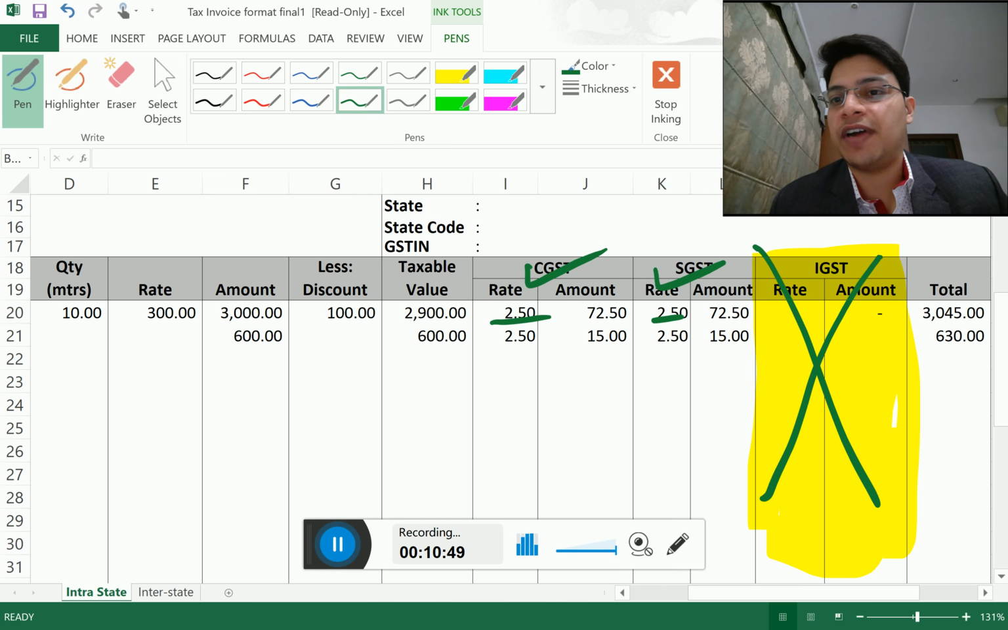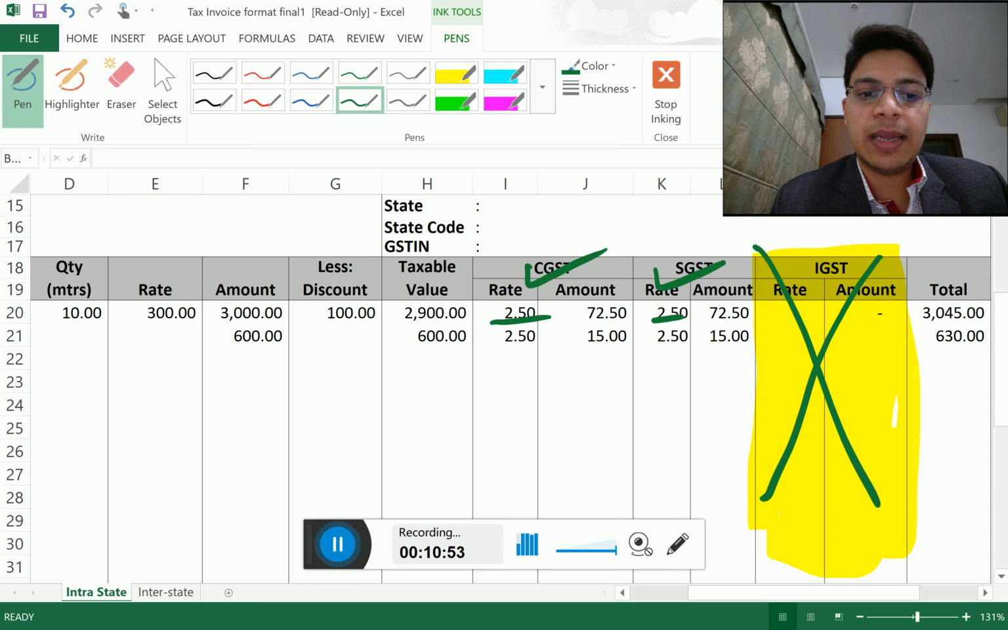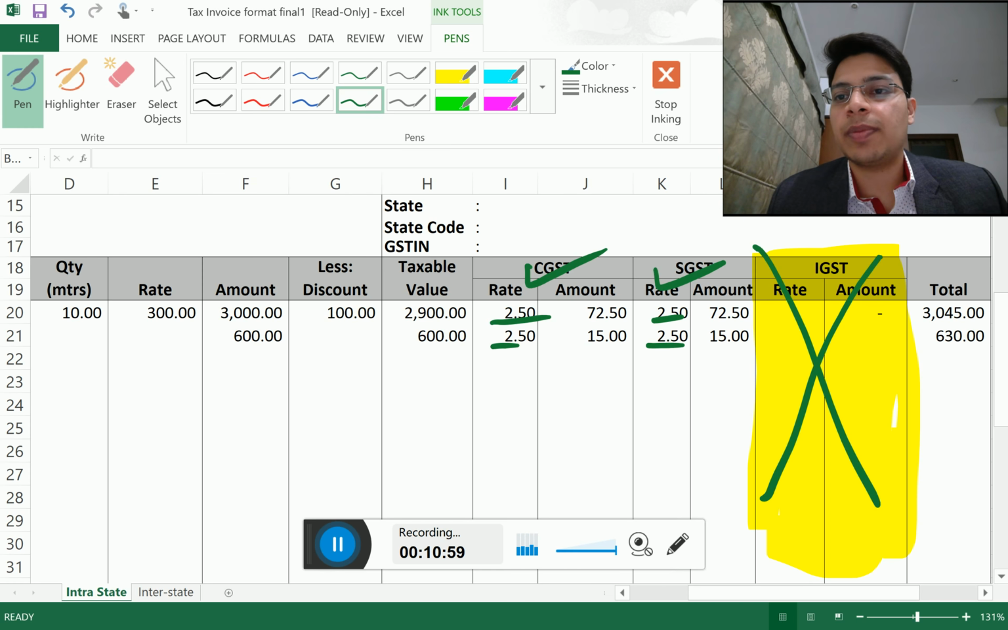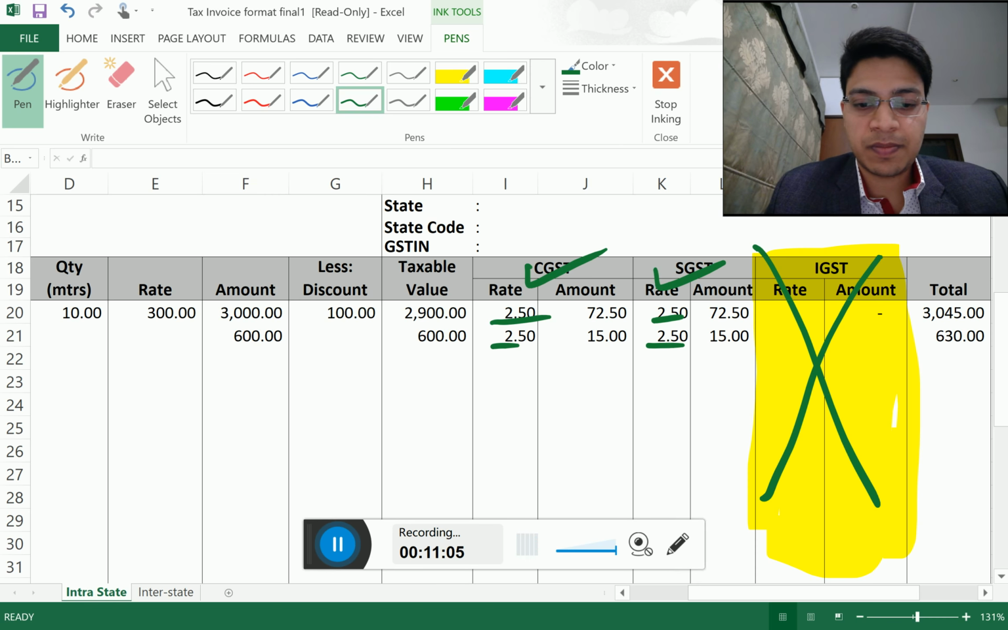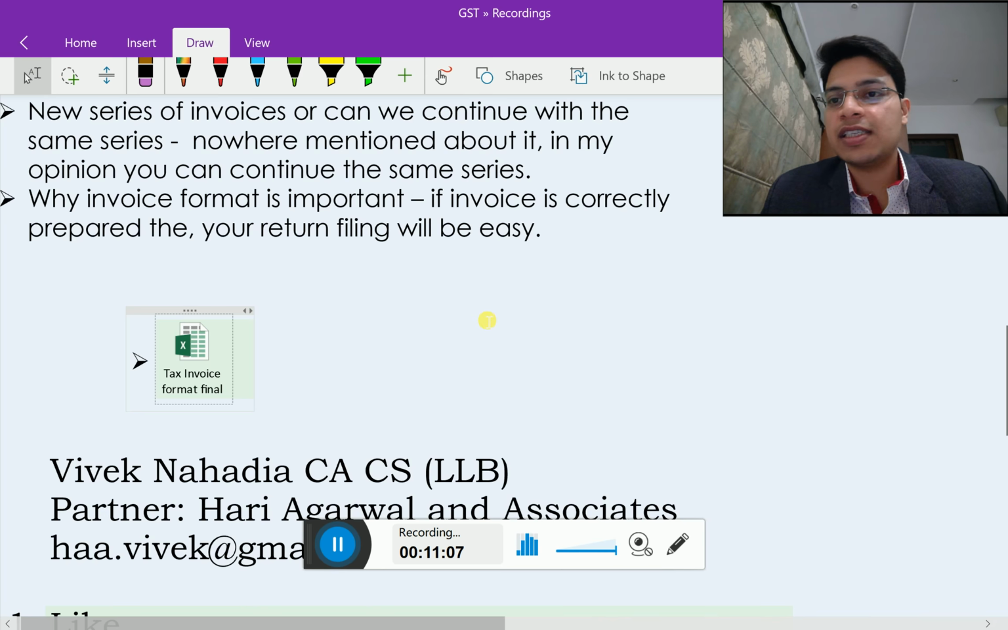The total comes to 5%. So the tax rate is same, it's only the bifurcation. Same for the freight, 2.5% and 2.5%, that's it. The rest of the format remains the same, the entire concept remains the same. Only difference is about the column in which you will write the tax amount, that's it. So we have discussed the format of tax invoice.